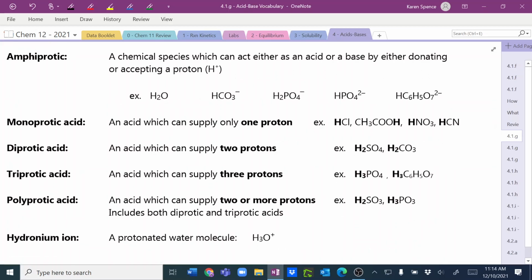Do you guys know the term monoprotic acid? Or is that new? Or it's a little rusty maybe. Maybe it was from before, but we forgot. Mono, what does mono mean? One. And so if you have monoprotic, how many protons do you have? You have one proton. So you can see HCl, CH3COOH, HNO3, and HCN. While we're here, what about these hydrogens here?